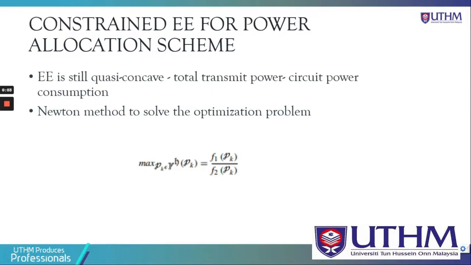The fourth one is constrained energy efficiency for the power allocation scheme, where the optimization problem proved that the energy efficiency is still quasi-concave when the total transmit power is used for the circuit power consumption. So to solve this problem, the study has used the Newton method to solve the optimization problem.